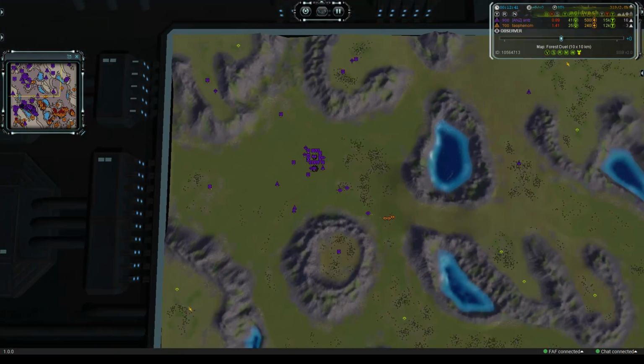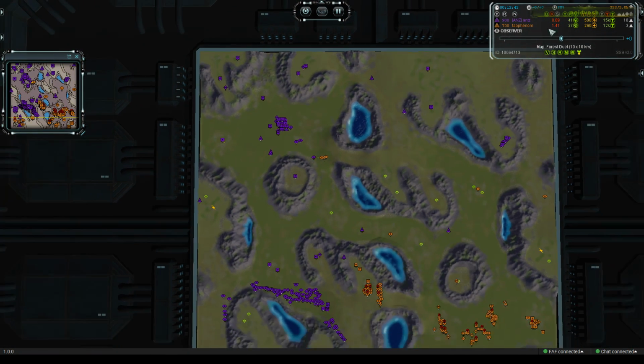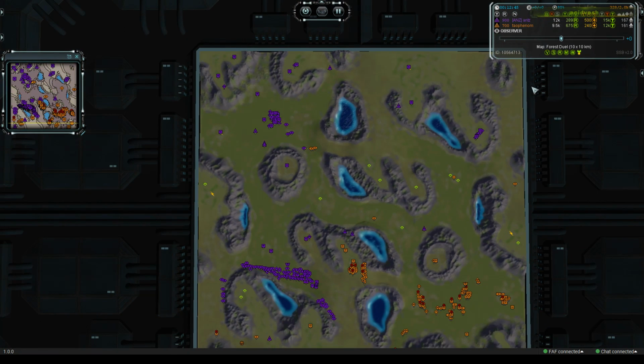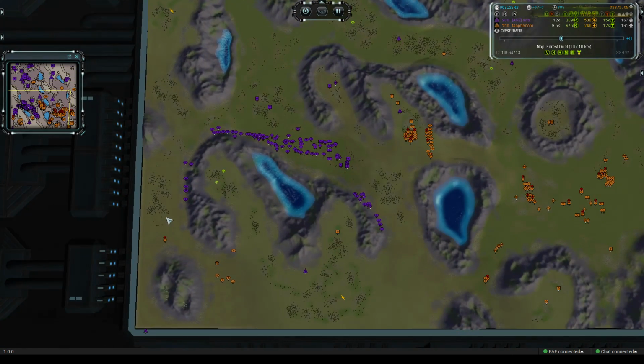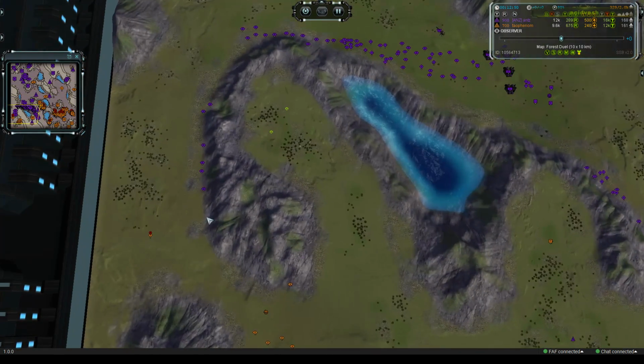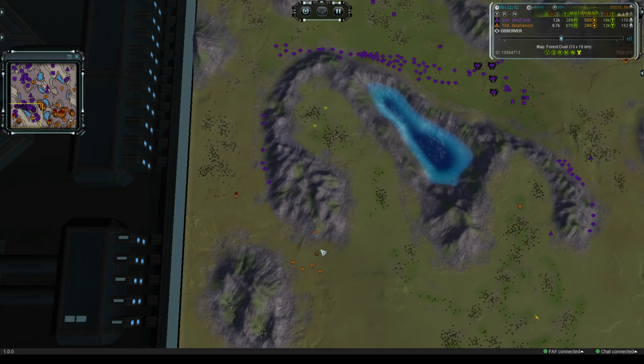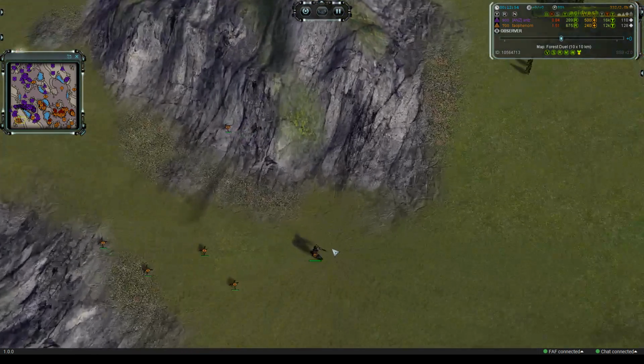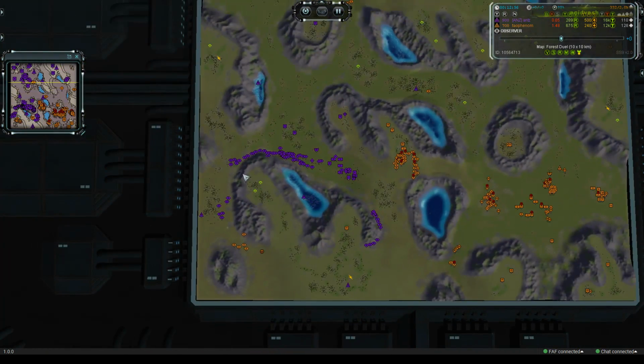2 T2 mix, a bunch of T1. Is that reclaim related? Indeed, not much in the way of reclaim. This is a large force coming around the side. Teo needs to be a little careful. Well, he does have an upgraded combo, stealth and gun. That's still a sizable force.